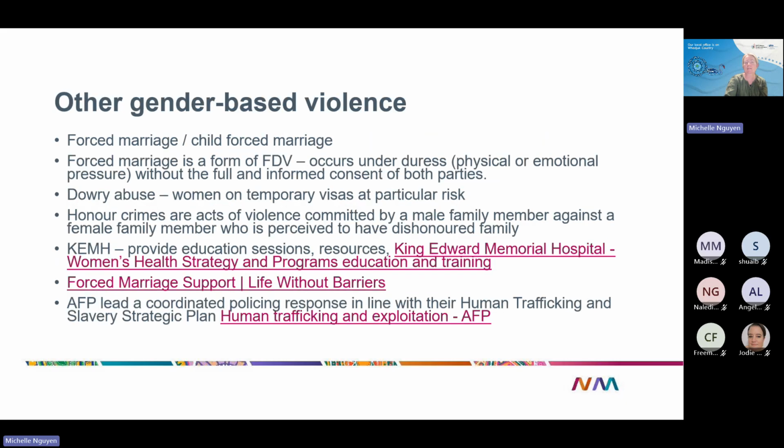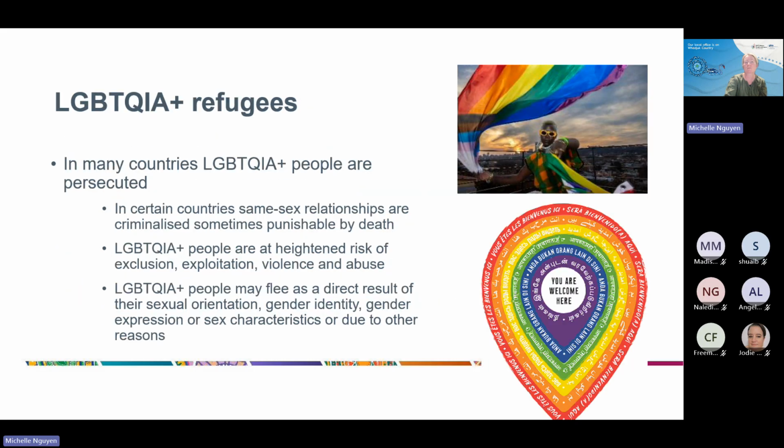Other gender-based violence, just being alert to the possibility of things like forced marriage as a form of FDV, things like dowry abuse. King Edward actually have some really good education sessions and resources on these topics if you want to learn more. And Life Without Barriers, who also run the culturally diverse psychological services, have a forced marriage support service, which I've put a link to there. I'll give you a link afterwards.